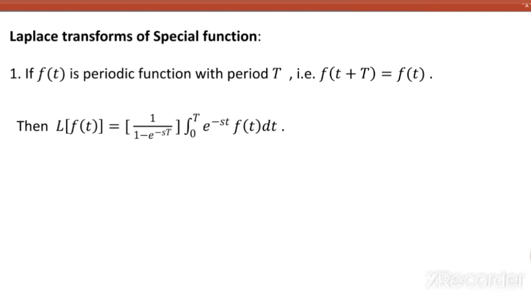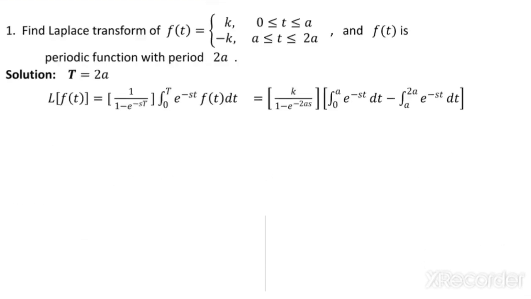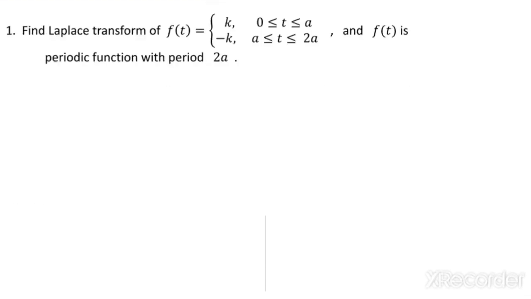Now we can move on to some problems. We can take some problems where we can find the Laplace transform of periodic function. So let me take the first problem. Find Laplace transform of f of t. Here it is given k in the interval 0 to a, minus k in the interval a to 2a. How to find the Laplace transform wherever it is periodic? We can first identify the capital T, that is the periodicity, and substitute in the formula.